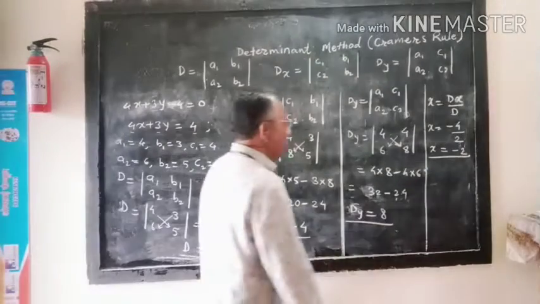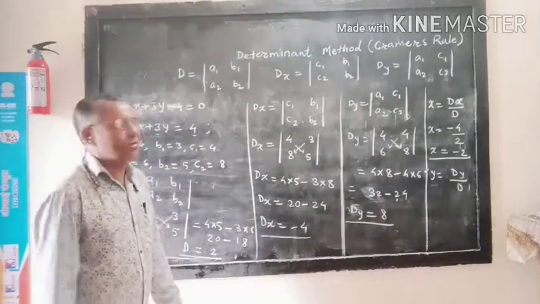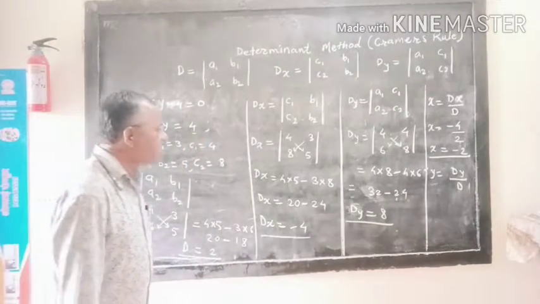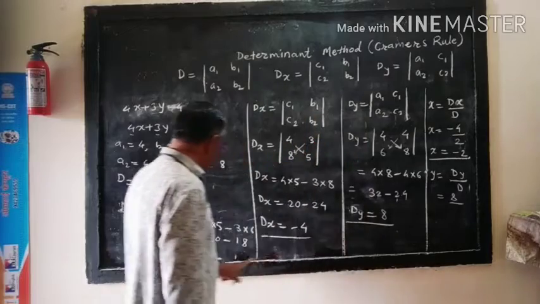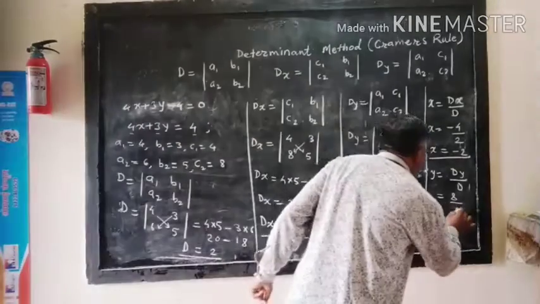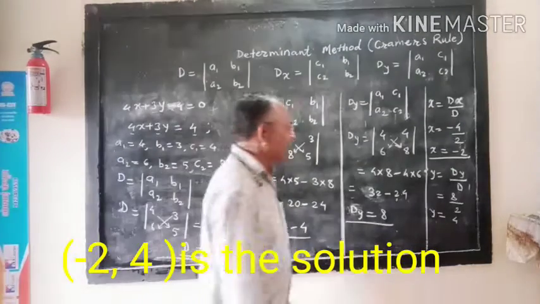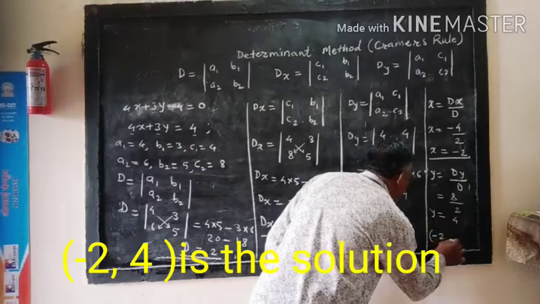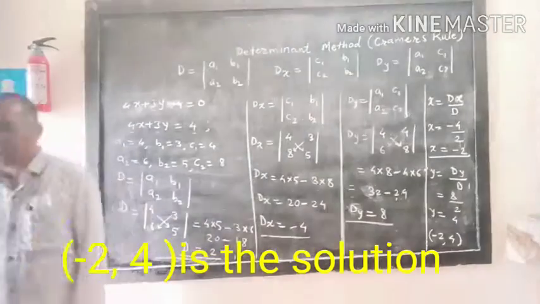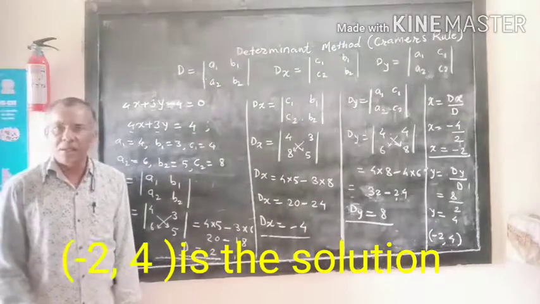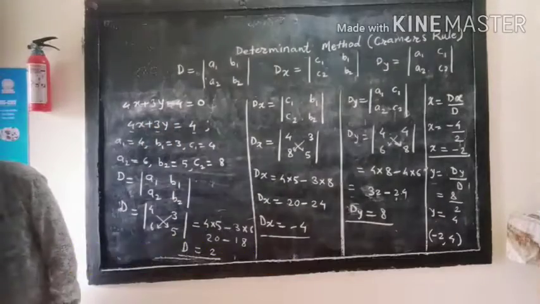And we will find the value of y. How to find? Here, y is equal to d of y by d. Now, substitute the values of d of y and d. What is the value of dy here? dy is 8, is equal to 8 by, value of d is 2 here, 8 by 2, that is equal to 4. Y is equal to 4. And you will write the last answer, that is minus 2, 4 is the solution of the given equation. It is a very, very simple method, and the name of the simple method is Cramer's rule or determinant method. It is example number 3.